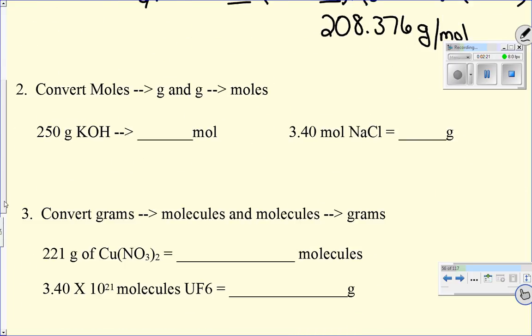When you convert between grams and moles, I'll put the answers up to these, and then if you need to see the work, I'll show that as well. So you can pause the video and try each of these problems.